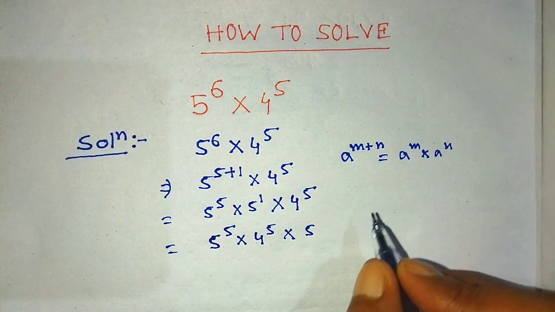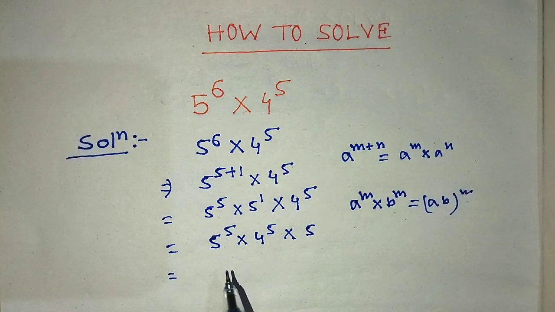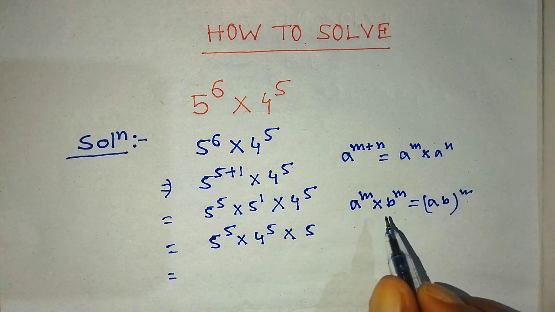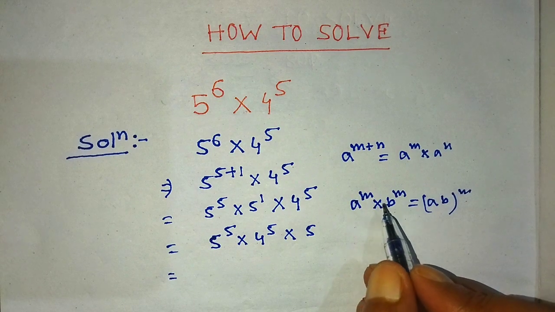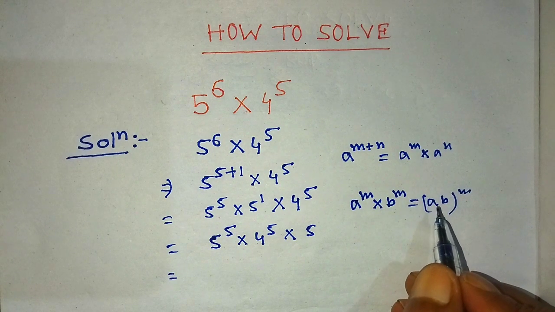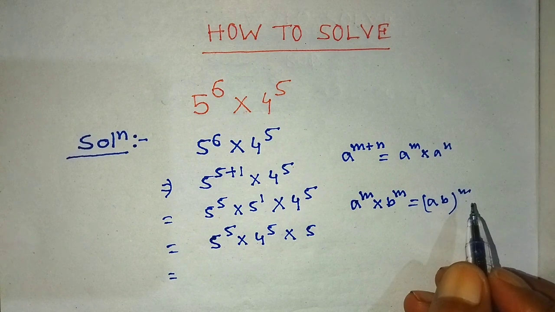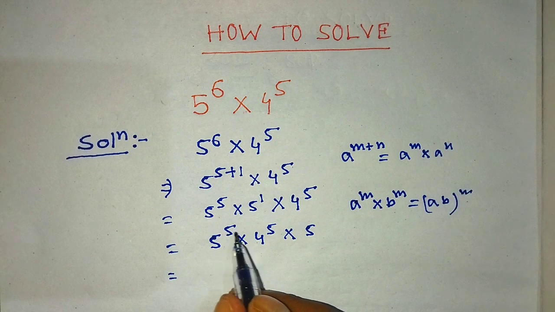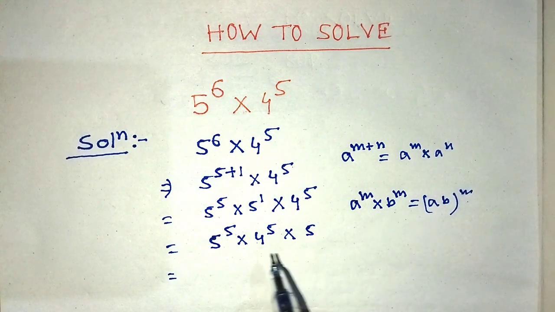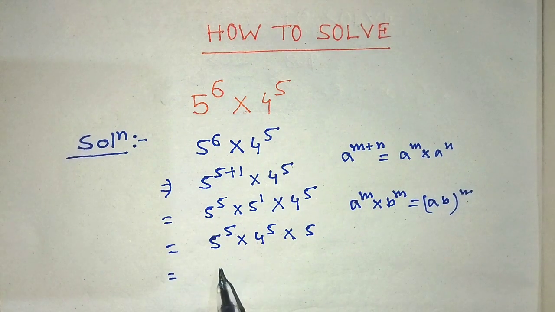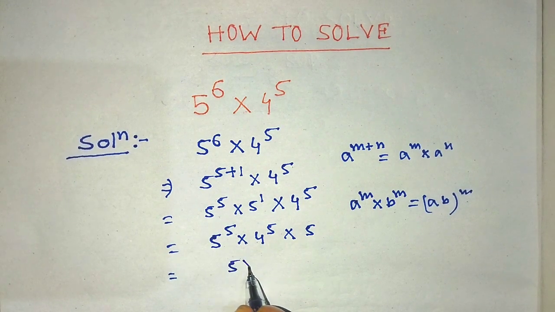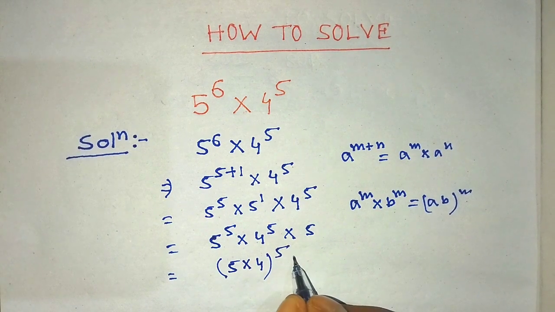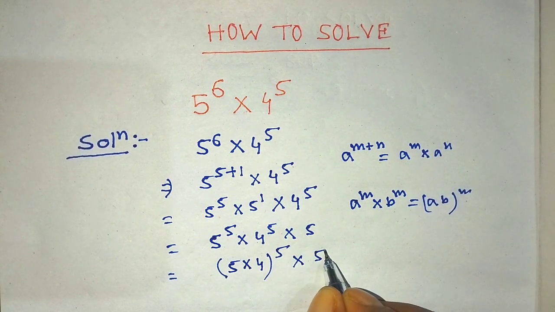Okay. So my dear student, after that, to simplify 5 to the power 5 into 4 to the power 5, we have to apply this formula: a to the power m into b to the power m is equal to a into b whole to the power m. Okay. So here is 5 and 4. Bases are different but power is same. So after applying this formula on this algebraic expression, we have to write in here 5 into 4 whole to the power 5 into again we have to write 5.